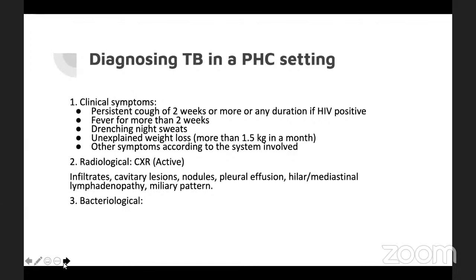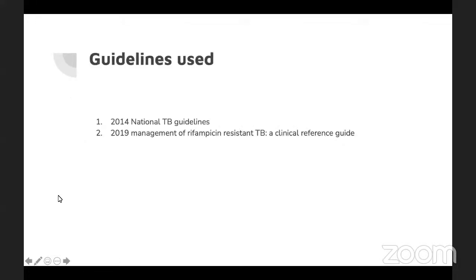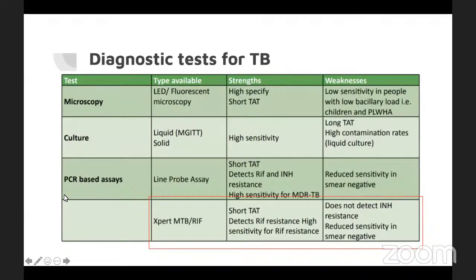So with radiological diagnosis, the signs of active TB on an X-ray are infiltrates, cavities, nodules, pleural effusions, hilar lymphadenopathy, and then miliary patterns. So the guidelines we used for this presentation are the 2014 National TB Guidelines and the 2019 Management of Rifampicin-Resistant TB. The diagnostic tests we have available are microscopy, culture, and PCR-based tests.